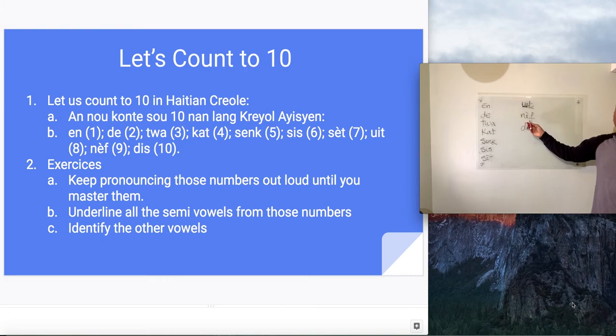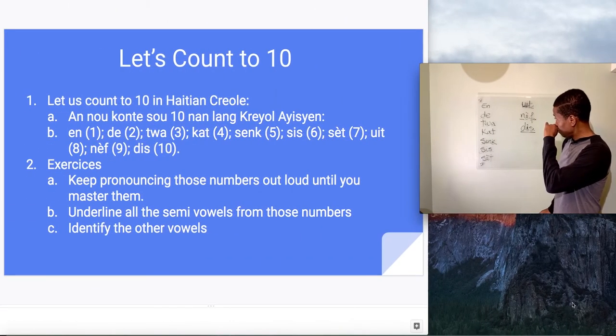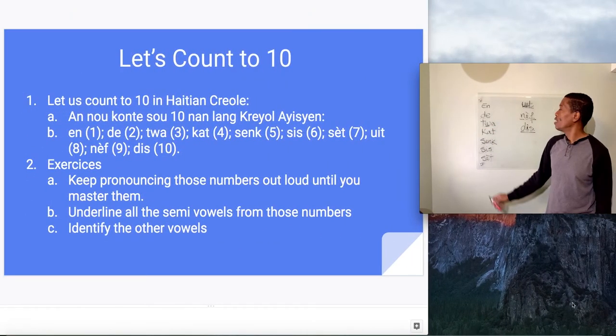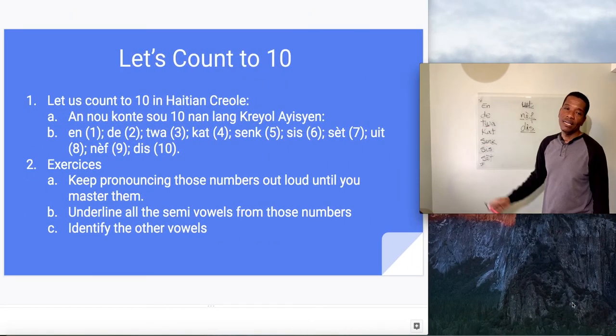Now we have neuf. How many sounds? Three again. N, e, f, neuf. How many sounds there? Dix. Dix, three sounds. D, e, s, dix. Three sounds. We also had another semivowel that was in trois. W, t, w, a. Alright?